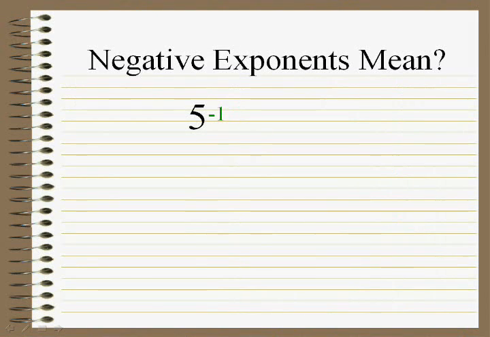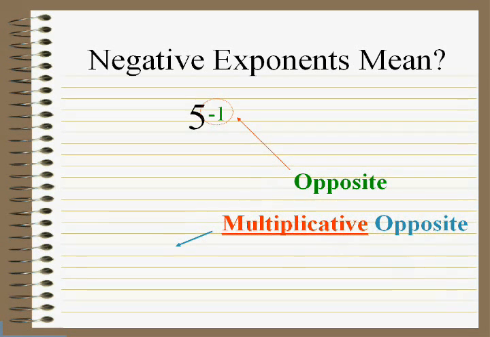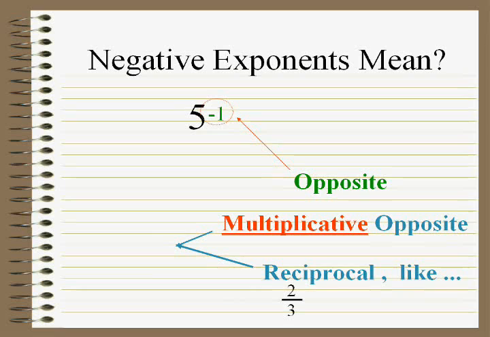Well, if there's two types of opposites, hopefully you notice there's going to be two places we can put a negative in an expression. We're used to putting it down in front. But if we put it up in the exponent position, it must mean, and it does mean, the other type of opposite. So far we've been using additive opposites. This is going to be the multiplicative opposite of the number. We call it the reciprocal. Remember, the reciprocal of 2/3 is 3/2.